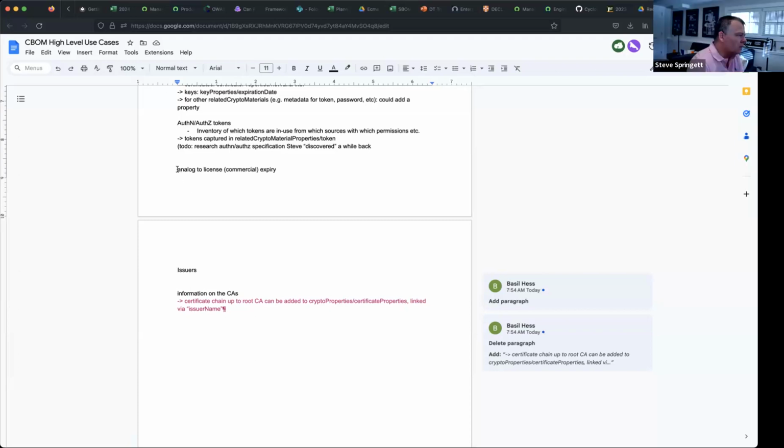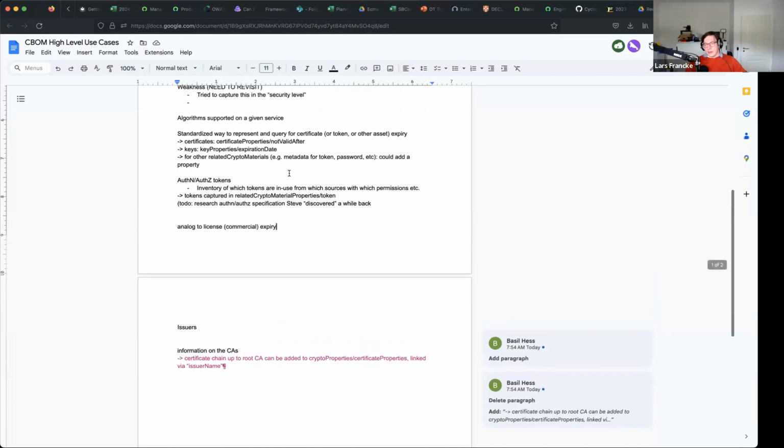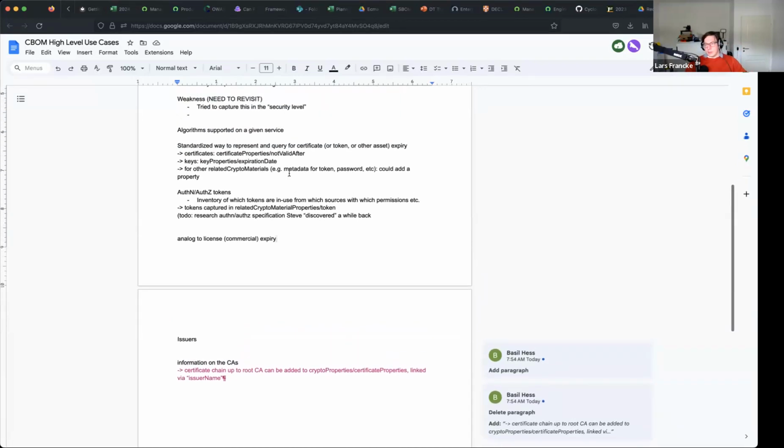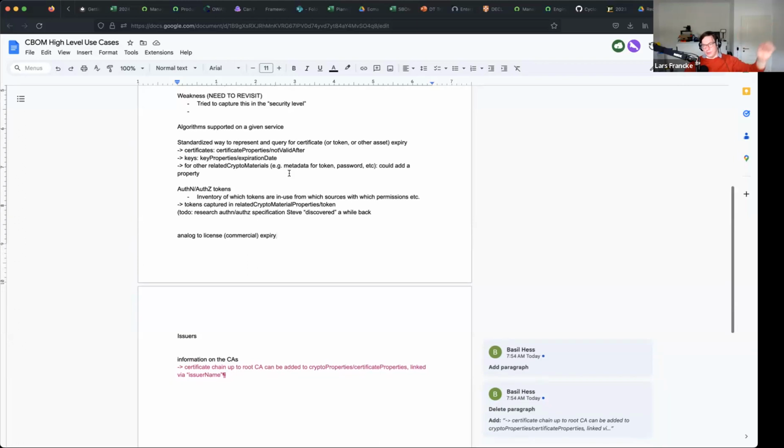So we're talking about this one right here, right? Analog to license. I agree, I don't think this is a crypto thing, but the way I understood it last time, I can't remember who said it, this was meant as basically, this would also be nice to track, but that would be another amendment to CycloneDX.